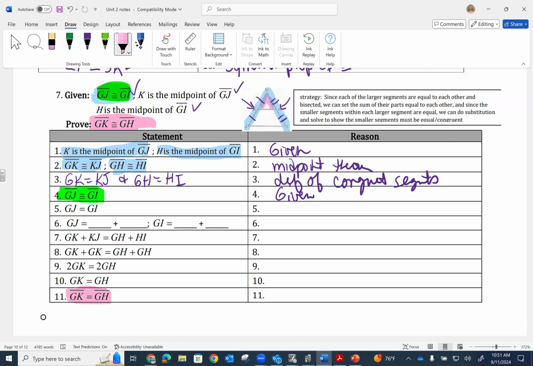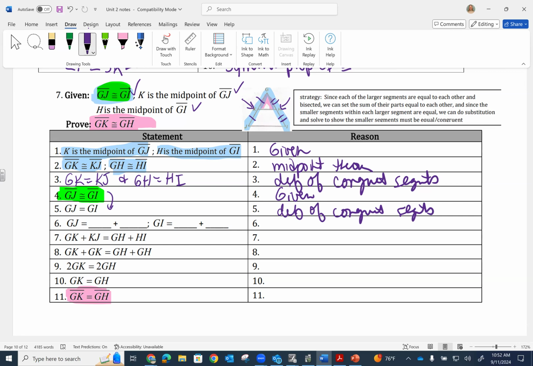Wait, I don't know what the reason is. We'll get to that. Okay, so we know that there's midpoints. It breaks up into two congruent pieces. We know that because they're congruent, the segments are equal. Another thing here, how do you get from here to here? If two segments are congruent, we know that their lengths are equal. Why? Definition of congruent segments.